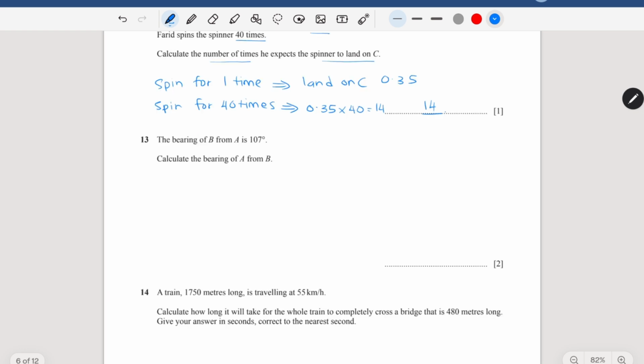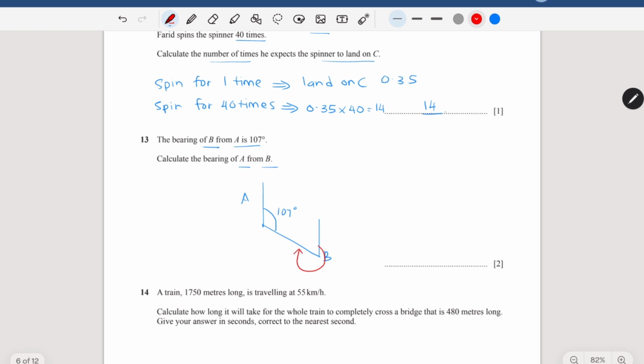Alright, let's move to the next question. Question 13. The bearing of B from A is 107 degrees. Calculate the bearing of A from B. Let's first draw the information given. This is A, and then here we have B. So, A to B is 107 degrees. Our B is over here. We need to find from B to A.